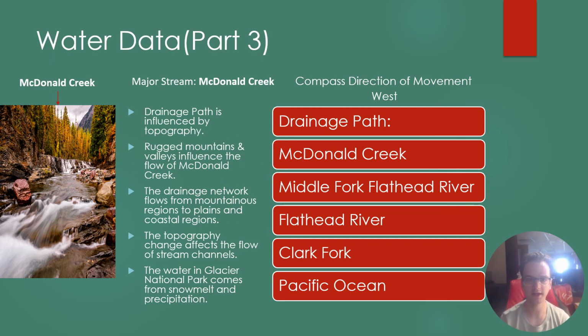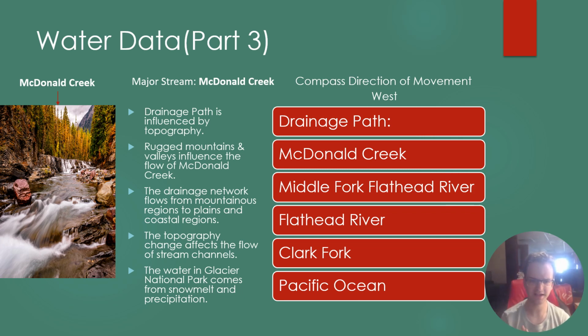So right here, I kind of talk about the water data. It was really difficult to find a lot of water data on this area. However, we're going to start off with the drainage path. It drains from McDonald Creek into Middle Fork Flathead River, into Flathead River, into Clark Fork, and then finally into the Pacific Ocean. So here we can see what McDonald Creek kind of looks like. That's one of the major streams I noticed within the park. It pretty much flows throughout the Mount Cannon quadrangle.